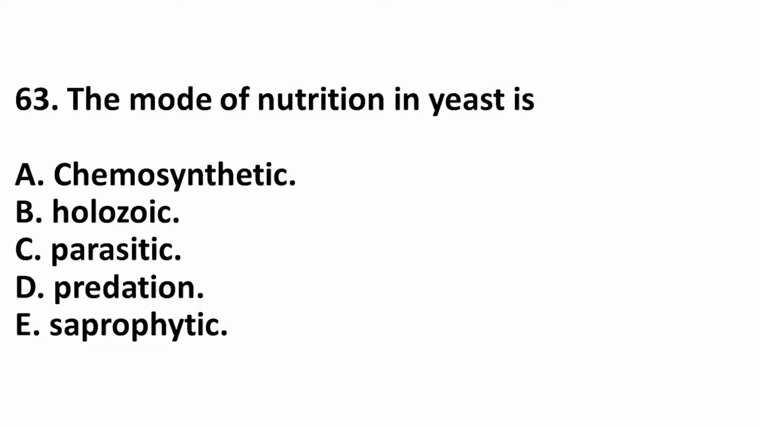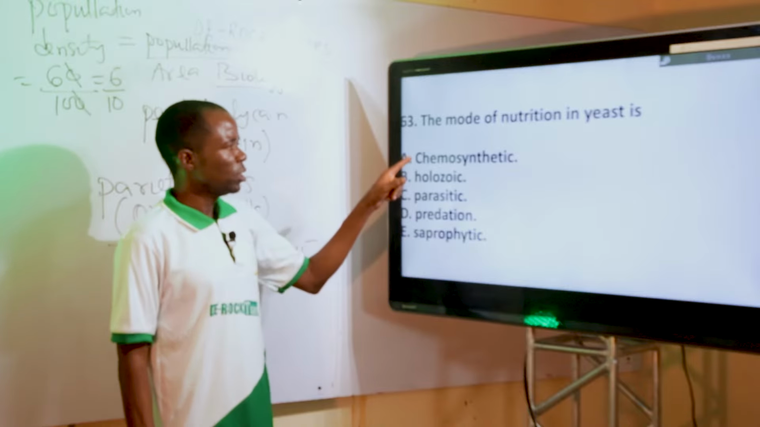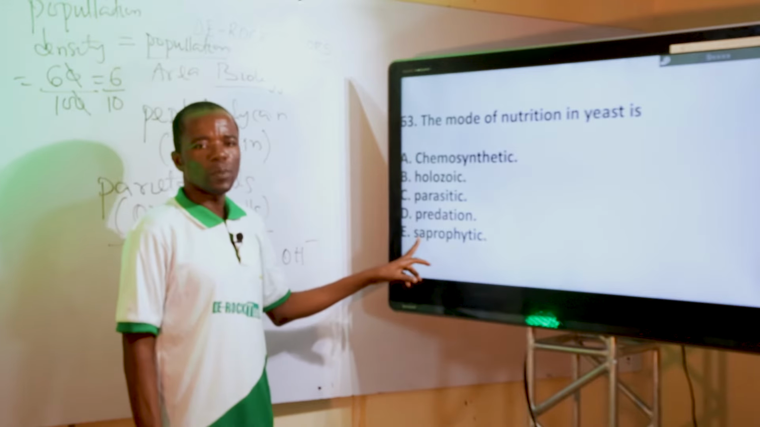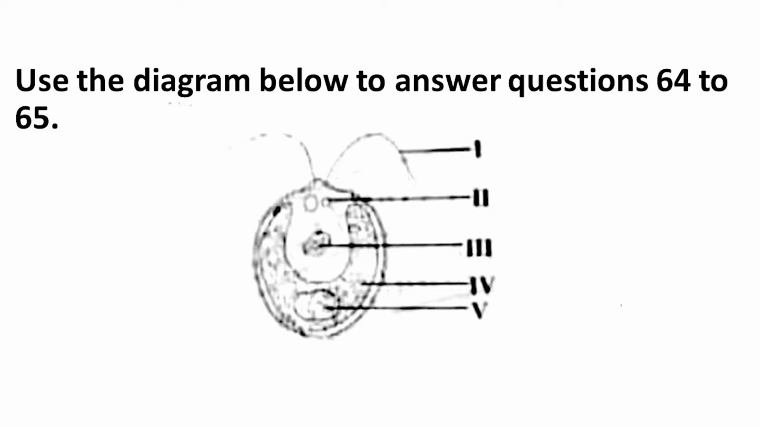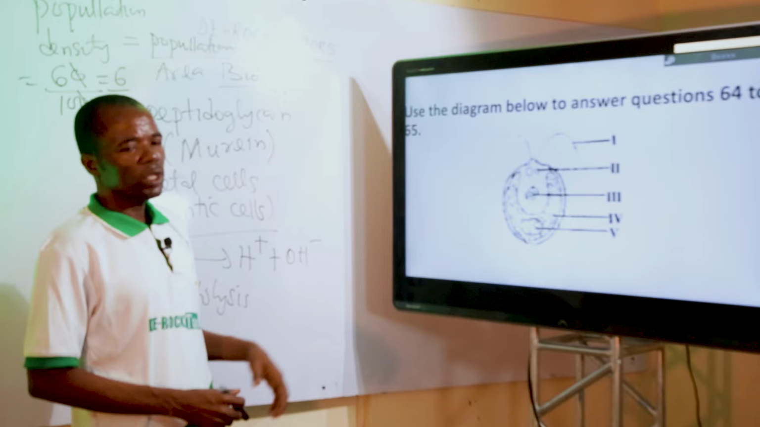So the correct answer once again is option E, yeast. The mode of nutrition in yeast is saprophytism. Let's go to number 64. We are to use the diagram here to answer questions 64 and 65. And even taking a look at this diagram, you can see this is definitely a diagram of Chlamydomonas.